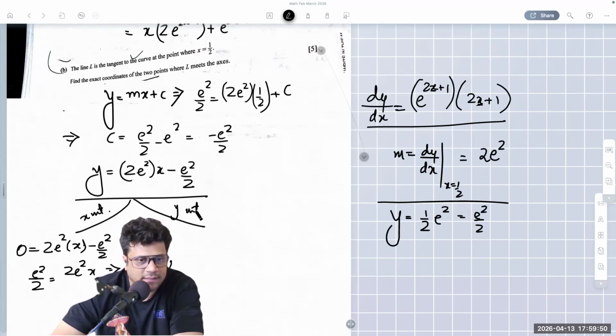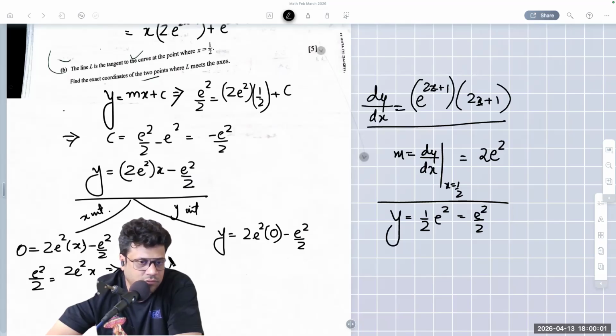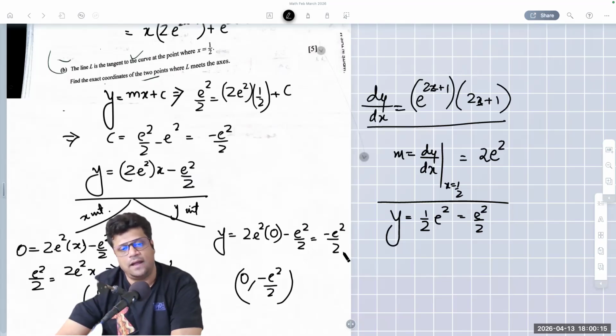And the y-intercept is going to be when x is 0. So comes out to be 2e square into 0 minus e square by 2. So it's 1 by 4 comma 0. That's your x-intercept. And 0 comma minus e square by 2 is your y-intercept.